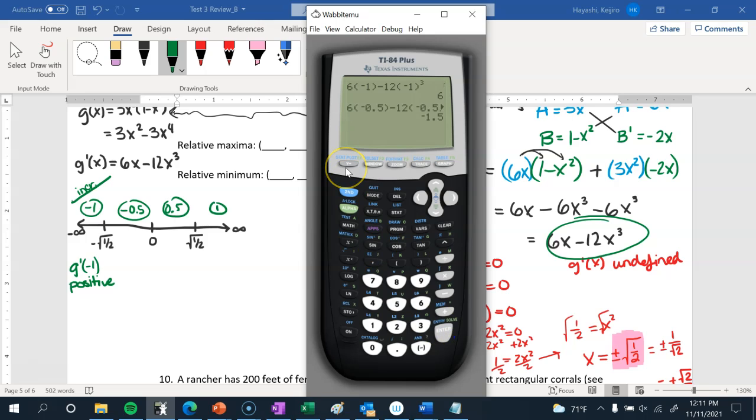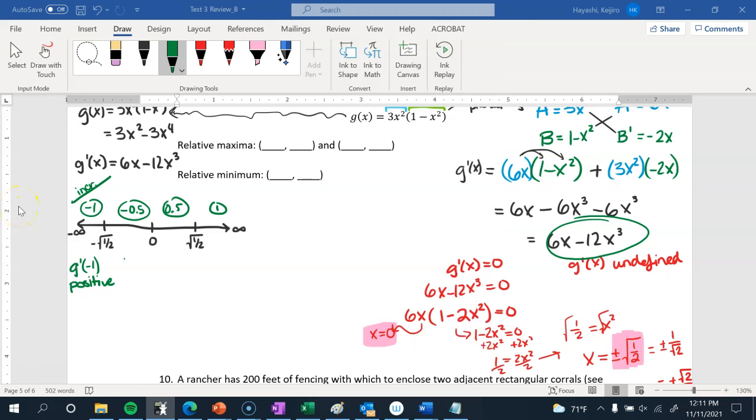Okay, so that's negative. So g prime of negative 0.5 returns a negative result for g prime, which means that it is decreasing.